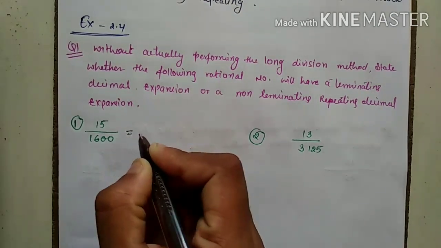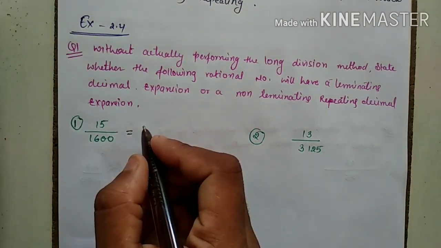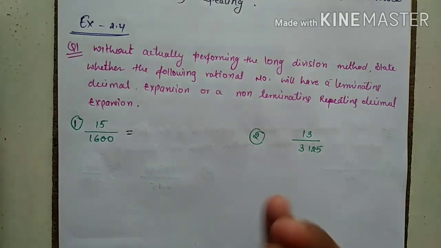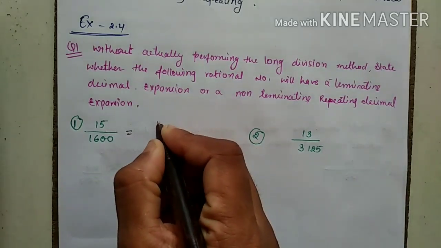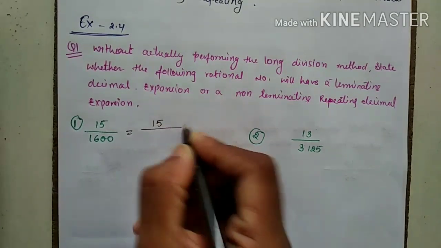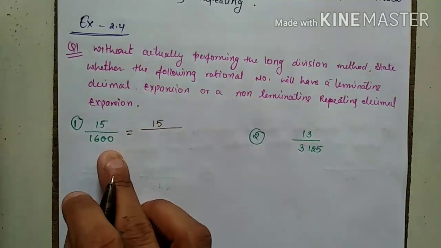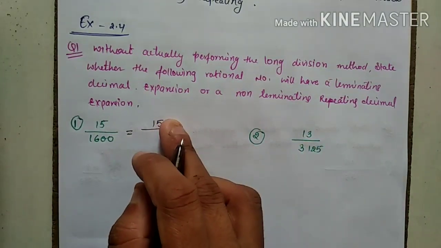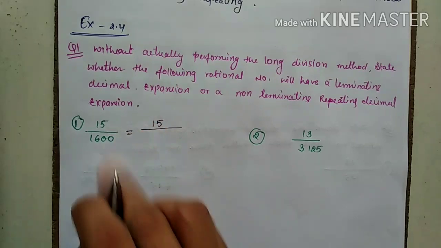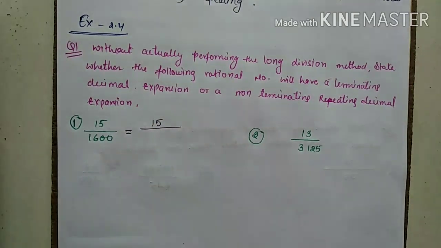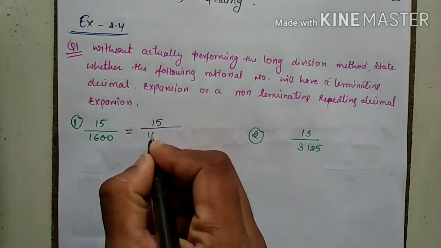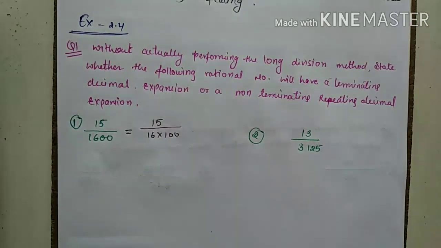This 15 I can write as it is, or I can write 3 5s of 15. Both are correct. So I am writing 15 because I require the denominator. I have to check by the denominator. I don't want to check with the numerator, so I'm not changing the numerator. Just see here, 15. This 1600 I can write as 16 into 100, correct?